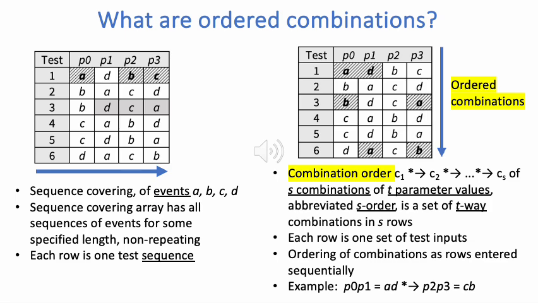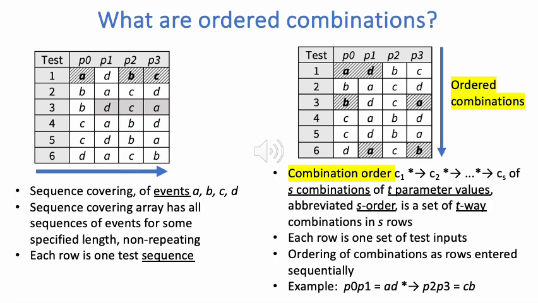Let's first talk about what we mean by ordered combinations and distinguish these from sequence covering. Sequence covering arrays have been around for a while, of course, and an example of those, that's on the left, where we have A, B, C, and D are individual events, and each row represents one test sequence. So the sequence covering array would have all sequences of events for some specified length, 2, 3, or so on, and the events are separate and non-repeating.